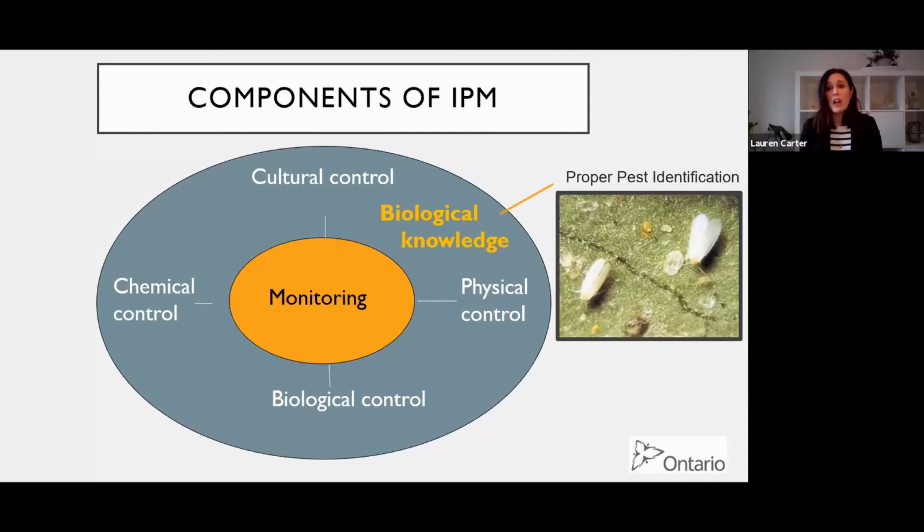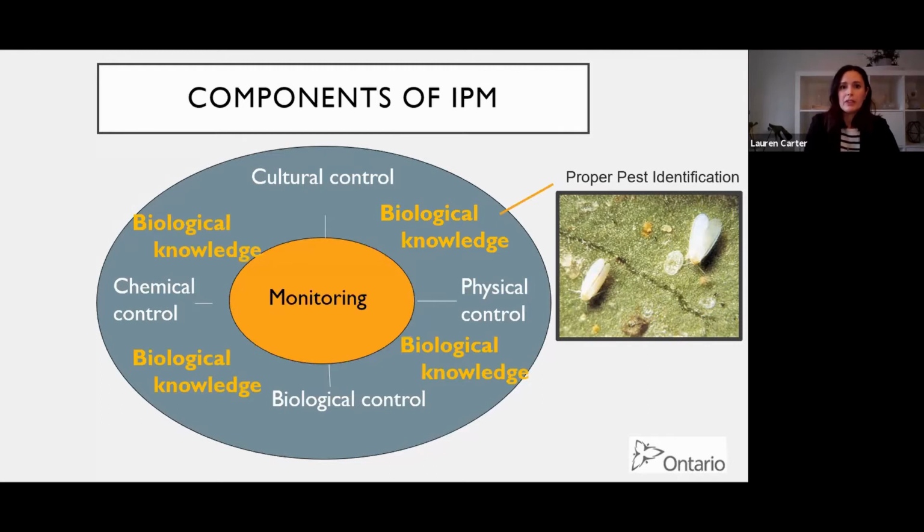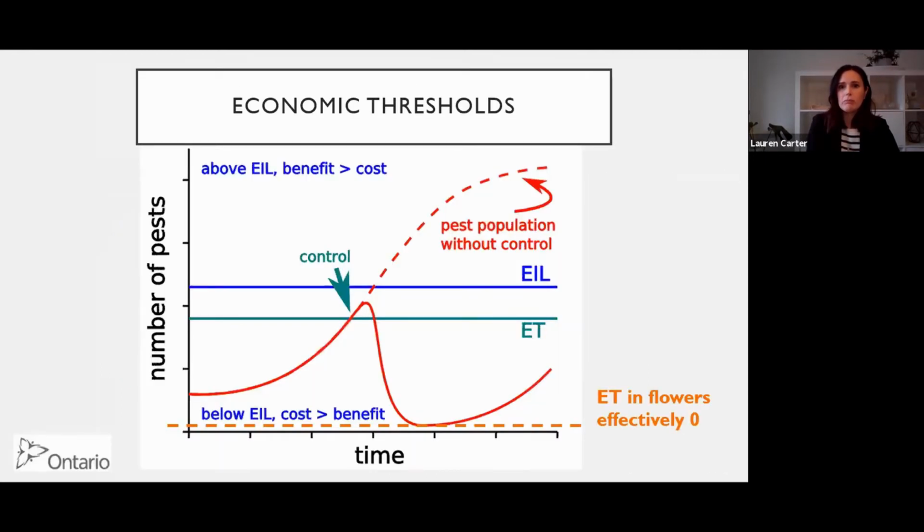One of the things that goes along with that is proper pest identification, which we're going to talk about throughout this workshop. Because if you don't know what pest you have, then you won't know its true biology, and you may be inaccurately applying some of the components of IPM that we're going to talk about. So like I said, biological knowledge really fits everywhere within this circle.